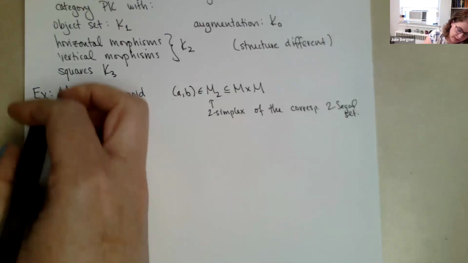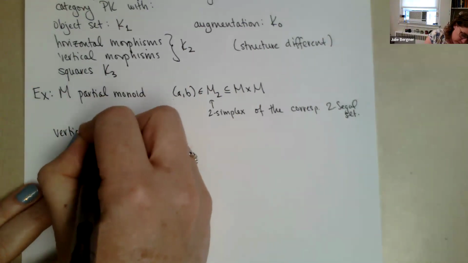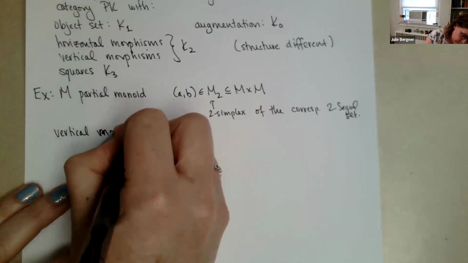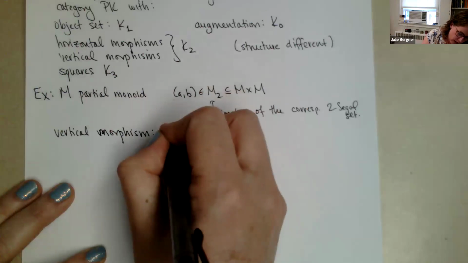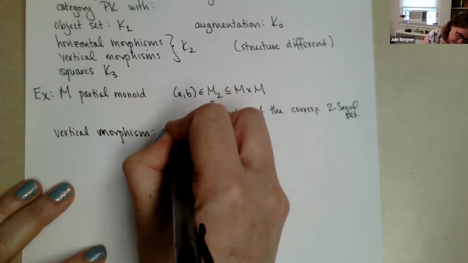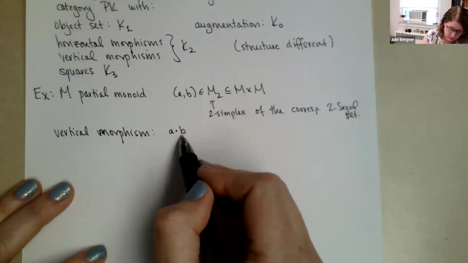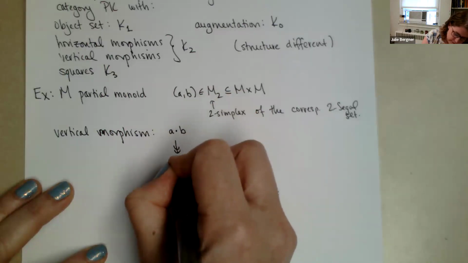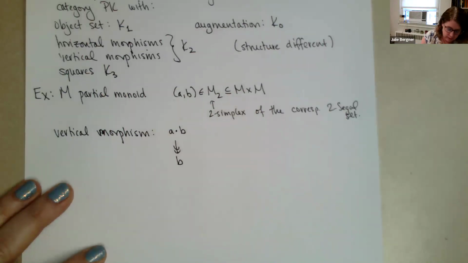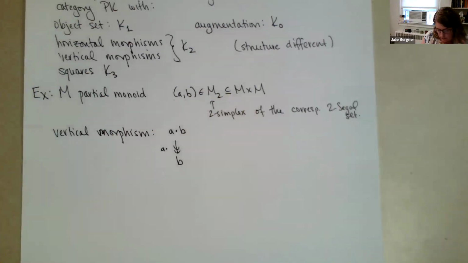And so how that's going to look as a vertical morphism. I have the element A dot B. This is a composable pair, so A dot B is defined. And this is going to define a vertical morphism from A dot B to B. Maybe I'll call it A dot, since it's left multiplication by A.